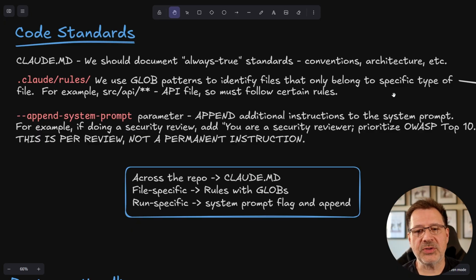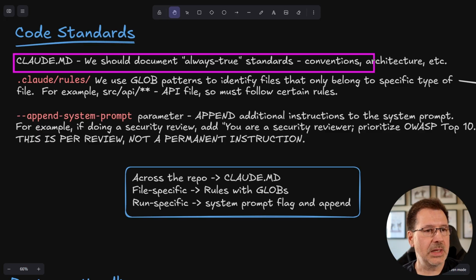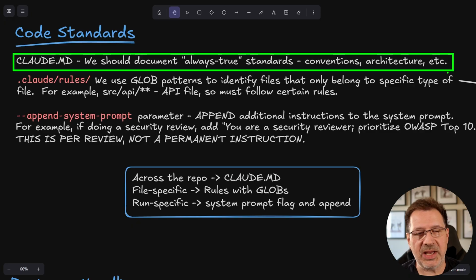So first and foremost, we have the Claude.md file. The Claude.md file is just a markdown document that sits in the root of your project that defines the always-true standards, conventions, architecture, and things that Claude must follow when it's either writing code or, in this case, reviewing code. In my particular Claude.md, I actually have sections outlining where to put my DTOs, or data transfer objects.